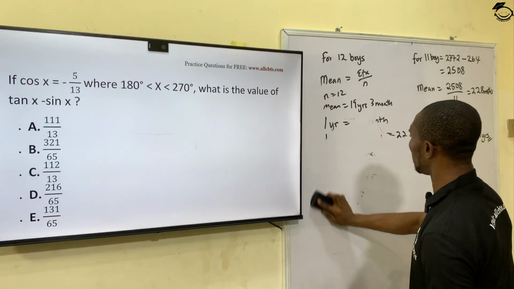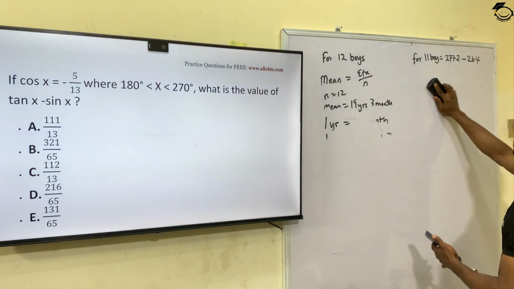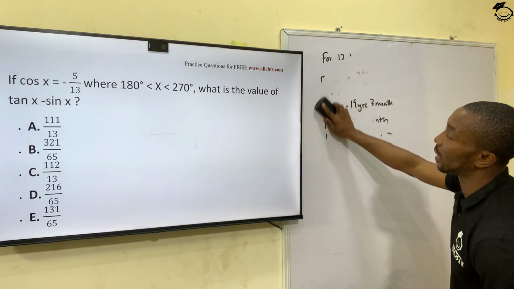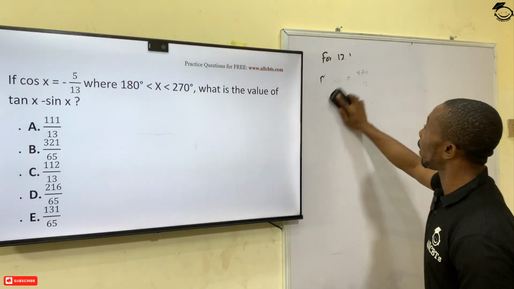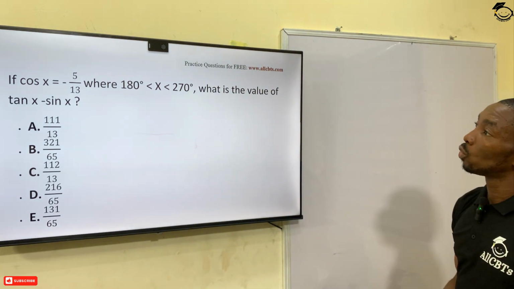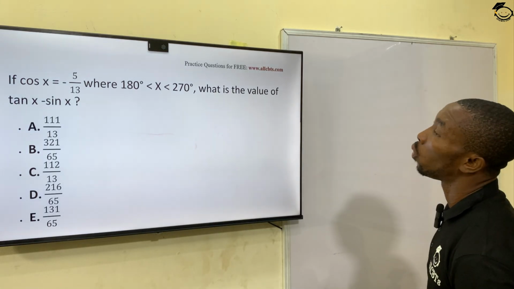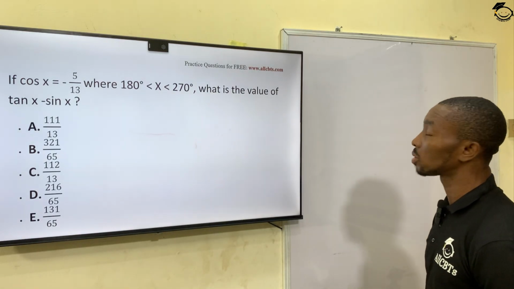Our next question says, if cos x equals minus 5 over 13, where x is in the third quadrant, lying between 180 and 270 degrees, what is the value of tan x minus sine x?